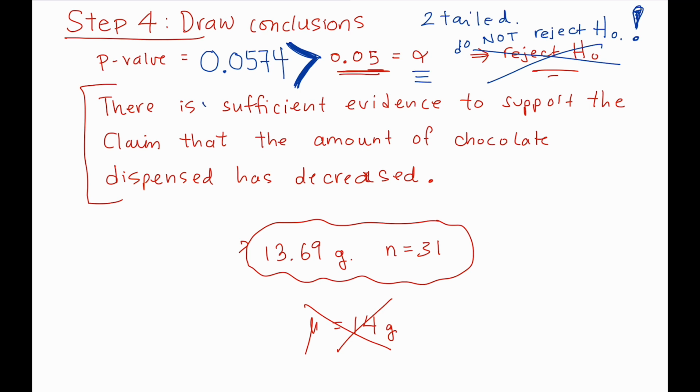And we would say in this case there is not sufficient evidence to support the claim that the amount of chocolate dispensed is different from 14 grams. So for the two-tailed test, we just do not have enough evidence to support that claim.